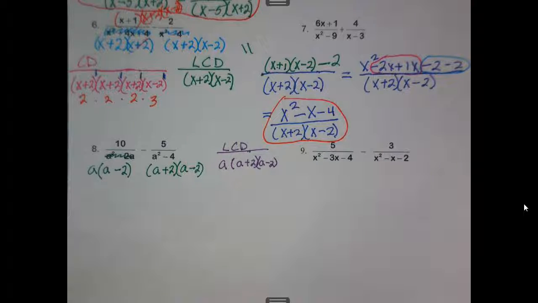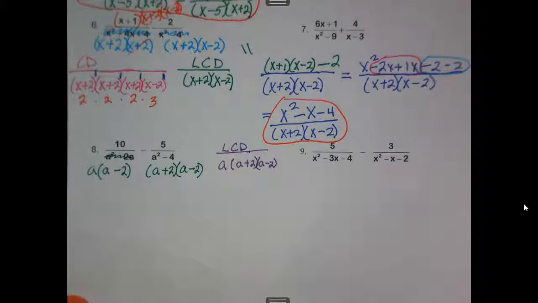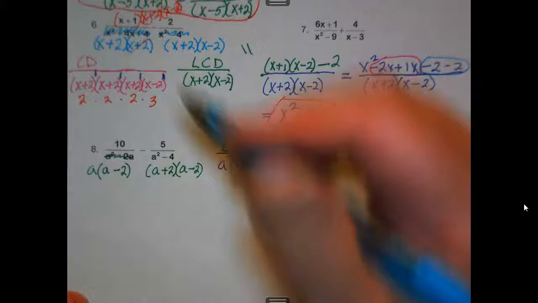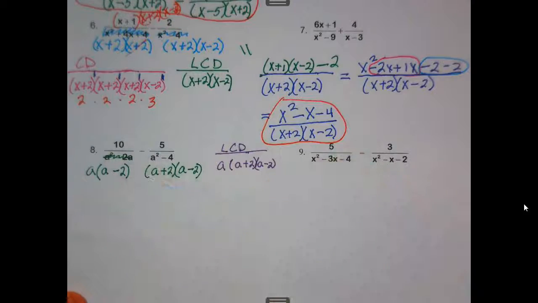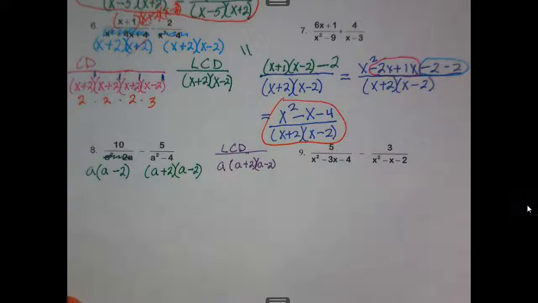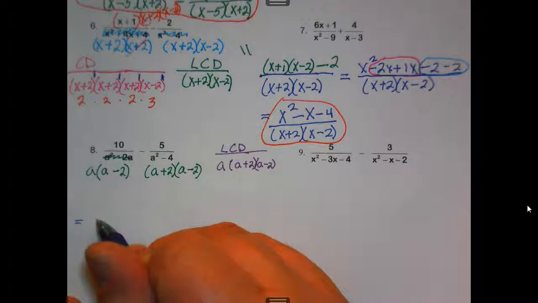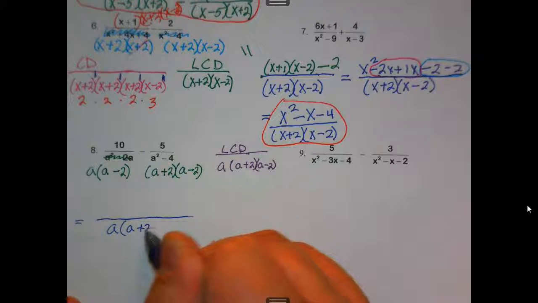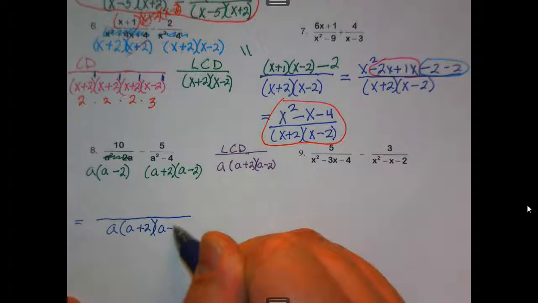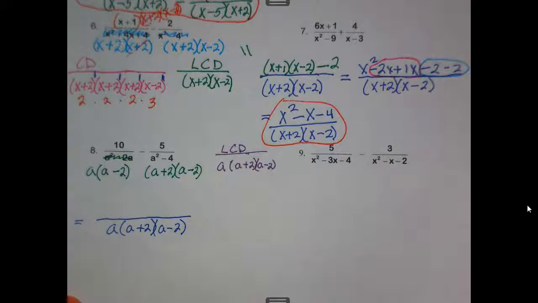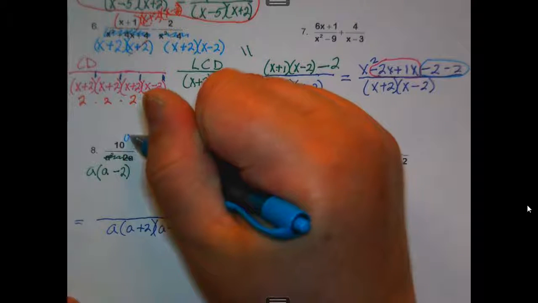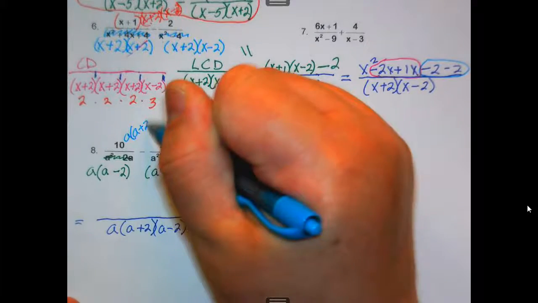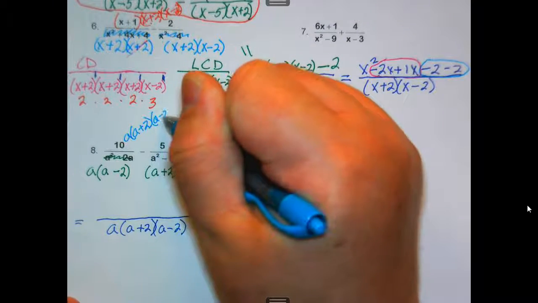We did 7. Well, I don't know, let's multiply. That becomes my... quiet down, guys. That becomes my lowest common denominator, right? So I'm going to multiply each numerator by (A plus 2)(A minus 2).